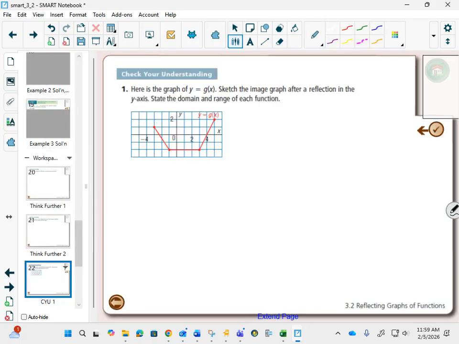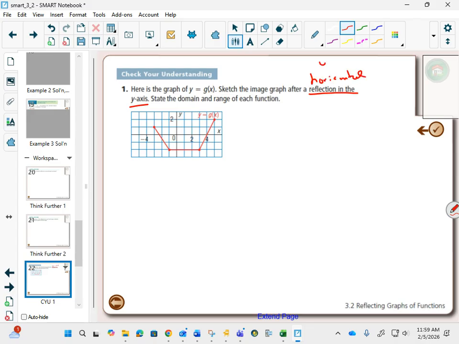Here's the graph of g of x. Sketch the image graph after a reflection in the y-axis, and we have to decide which one is that. Is that horizontal or vertical? Over the y, I actually take points in my head and move them, like, which way are they moving? That's horizontal, right? So I see this, I tell myself that's horizontal.